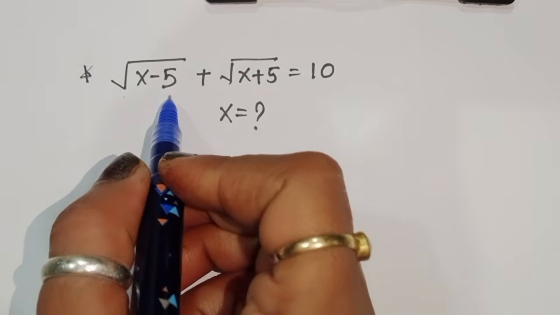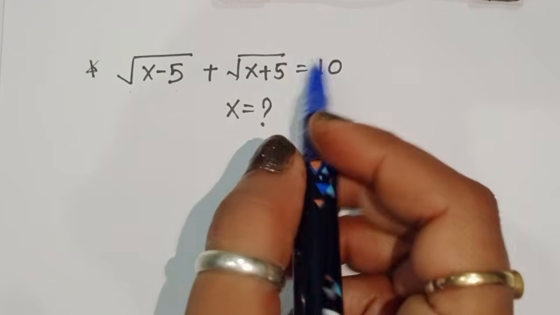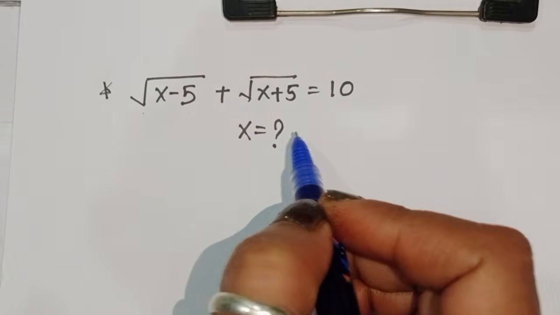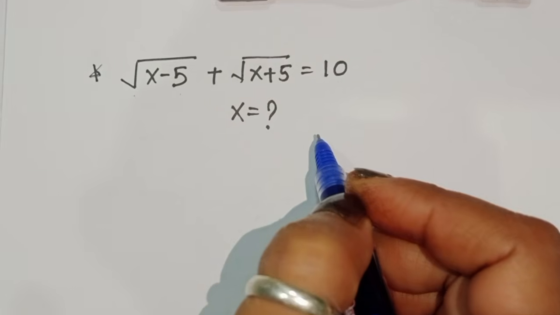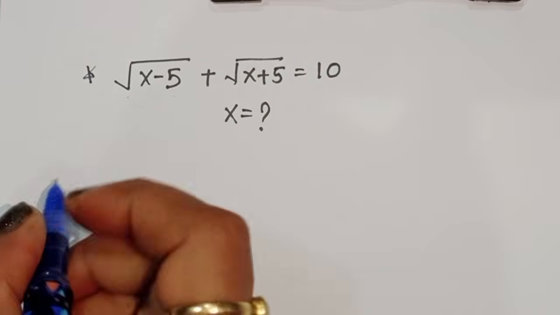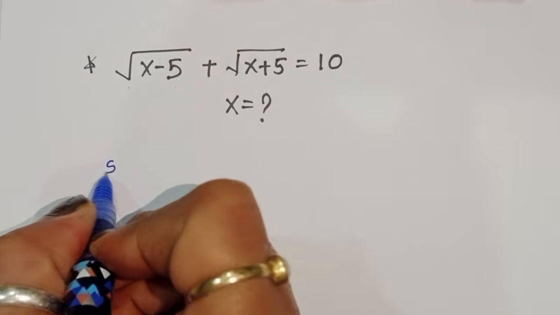Square root of x minus 5 plus square root of x plus 5 is equal to 10. Here is how we can find out the value of x. If you know any shortcut method to solve this, you can comment. I am solving this equation here, so let's see how we can solve it.